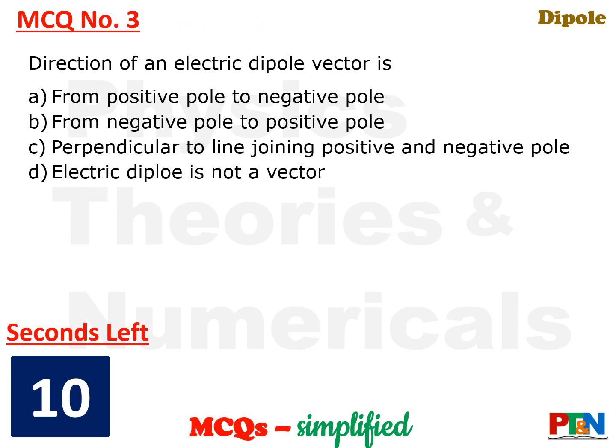Next MCQ. The direction of an electric dipole vector is from positive pole to negative pole, or negative pole to positive pole, or it is perpendicular to the line joining positive and negative pole, or electric dipole is not a vector. 10 seconds for you to choose. Your time starts now. You should not require 10 seconds here.